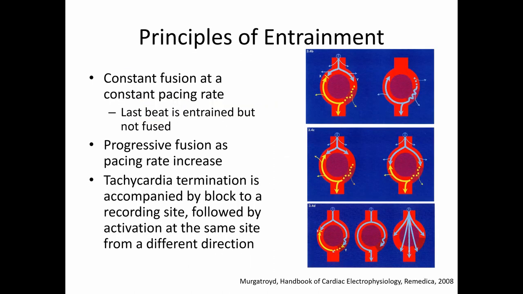So in terms of the principles of entrainment, there are three key ideas. The first one, shown in the top diagram, where the yellow bar is the reentry looping around and around, and the blue pacing stimulus is trying to entrain this arrhythmia, is that there's constant fusion at a constant pacing rate. If your arrhythmia is going round and round the yellow bar, and we're constantly delivering a pacing stimulus at exactly the same rate, the amount of fusion, the blue arrows going out into the rest of the cardiac tissue, is going to be the same every single beat. So there's constant fusion between your pacing stimulus and the SVT. But the last beat you deliver will loop around the circuit and will be entrained, but it will not be fused, so it'll be identical to the SVT.